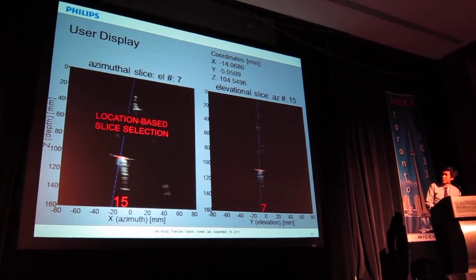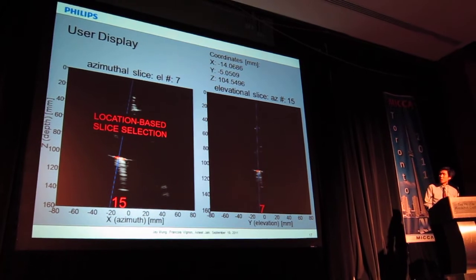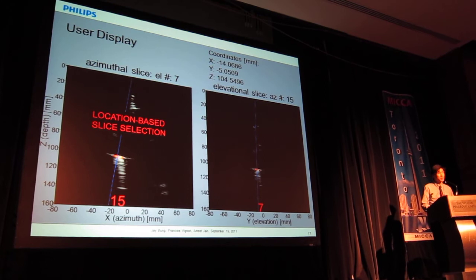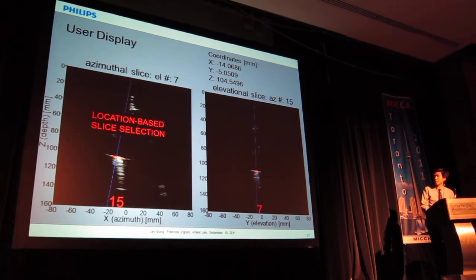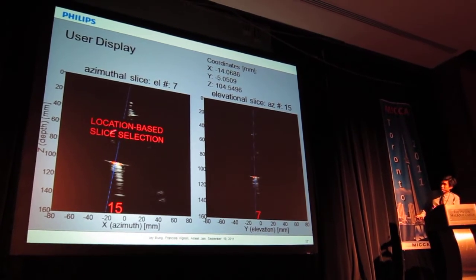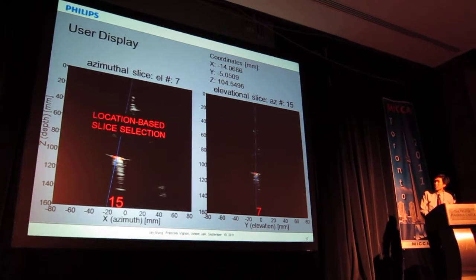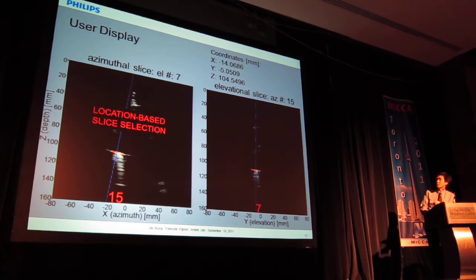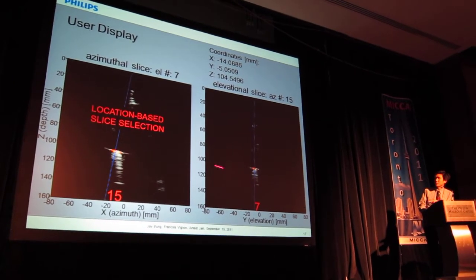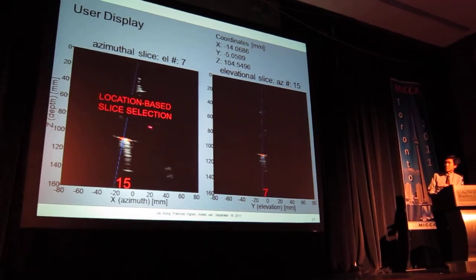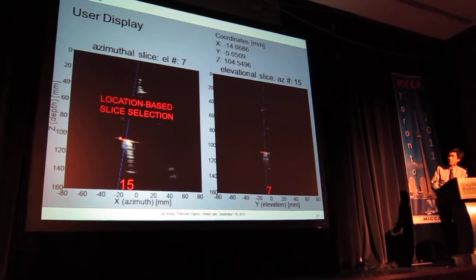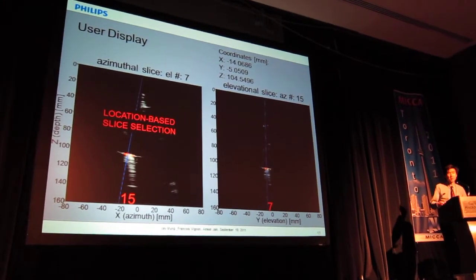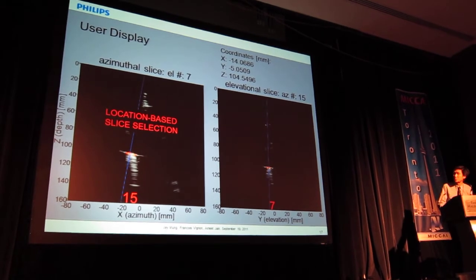This is what the user display looks like. Again, what you're seeing are two 2D orthogonal slices through a 3D ultrasound volume. It might be hard to see, but there's a blue line here, and that blue line corresponds to the location of the orthogonal slice. So this blue line indicates this slice, and this blue line indicates that slice. Furthermore, there's this sort of hot colored overlay. That is the image enhancement we have to provide the tooltip.